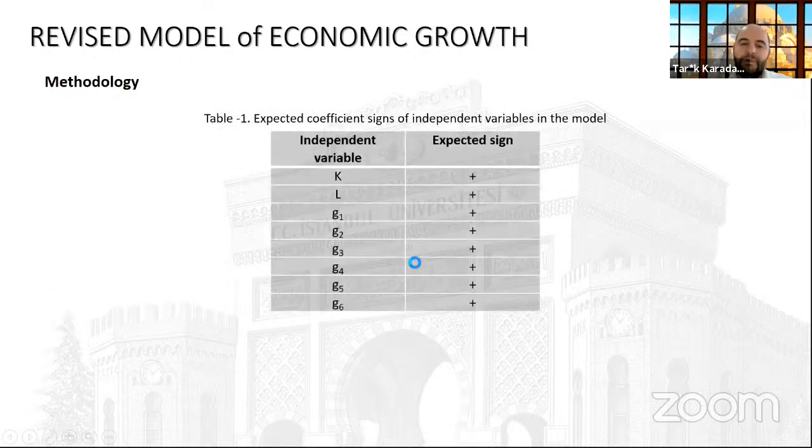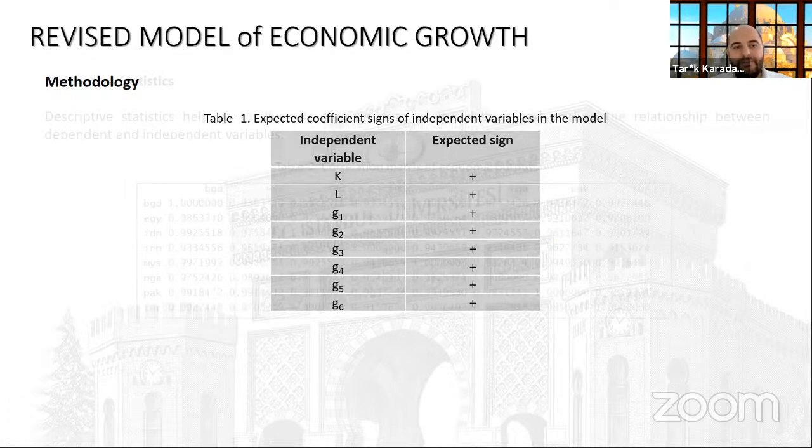So we expect the coefficient signs of the model to be all positive, because all of the inputs, these independent variables, we expect them to affect the economic output in a positive manner. So let's look at some descriptive statistics.